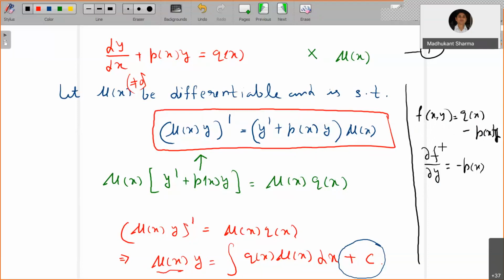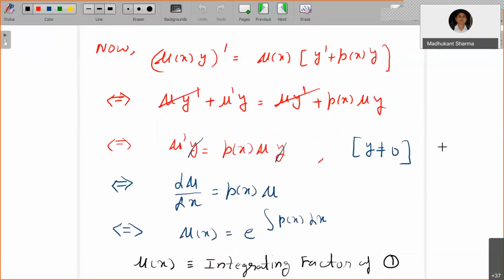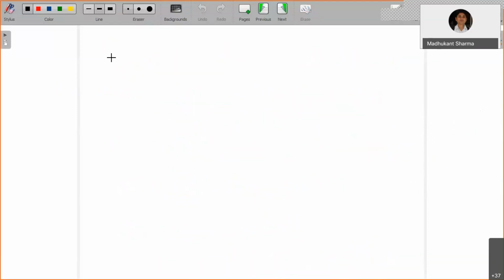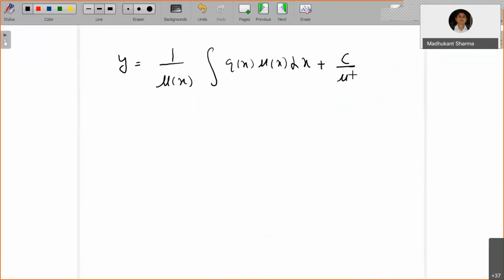I think that detail is enough now for the existence and uniqueness of the solution. And we have the final solution. I can write that y is equal to 1 by mu of x times the integration of q of x times mu of x dx, plus c divided by mu of x.